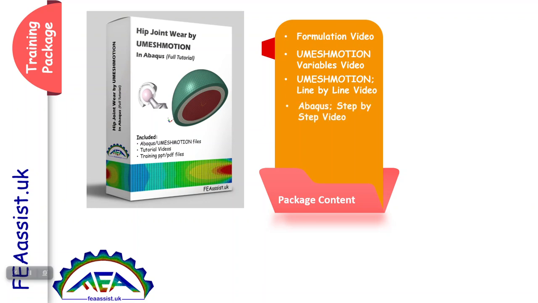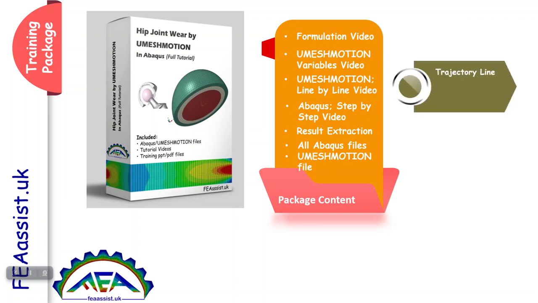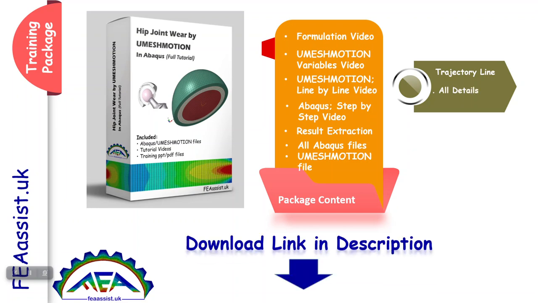The Abaqus model to solve the equations in the UMESHMOTION subroutine is also explained step by step. Also, we have described result extraction for you, and you will get in this package all Abaqus files and UMESHMOTION files. In this package, trajectory lines are also applied to a hip joint and all details are explained. You can download this package in the link in the description.